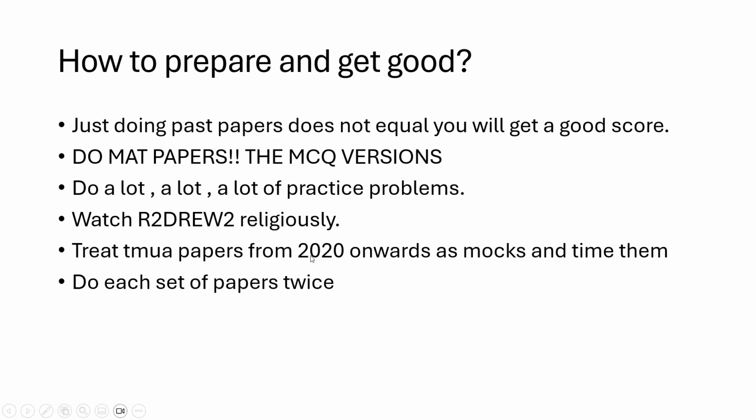Do each set of papers twice. Like you go from 2017 up to 23, and then once you finished with 23, go back to 17 and see if you did better. If you did better, really good, really amazing. But if not, then check where you're going wrong, right? Whether you're not understanding some of the questions or the concept is an issue. Check that out. Go on YouTube, or if you have a teacher that helps you with this, amazing.